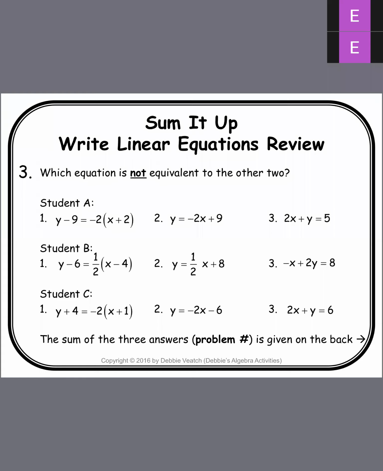This one is pretty self-explanatory. You just have to figure out which of the three equations doesn't fit the other two. So you'll notice that the first one is in point slope form. The second one is in slope intercept form, and here it is in standard form. So just go ahead and take, I'd probably take the first one and rewrite that one in slope intercept form and see if that matches.